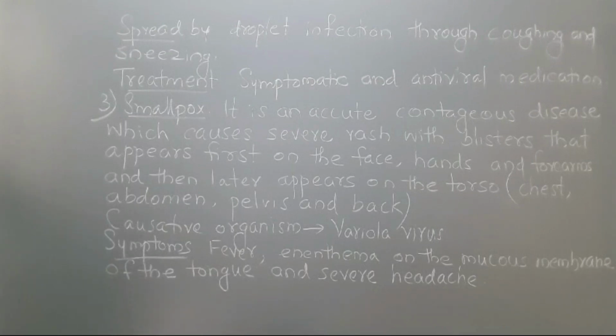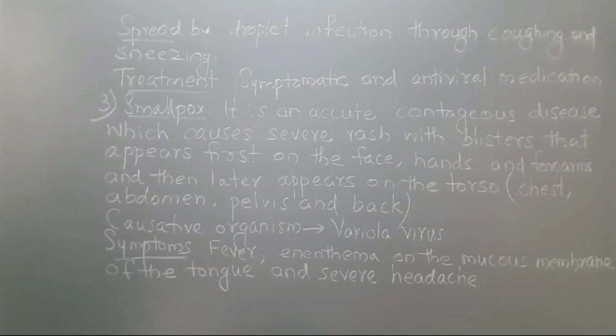What is smallpox? It is an acute contagious disease. It causes severe rash with blisters that appears where? First on the face, hands and forearms. Then it appears on the chest, abdomen, pelvis and back. What is the causative organism of smallpox?